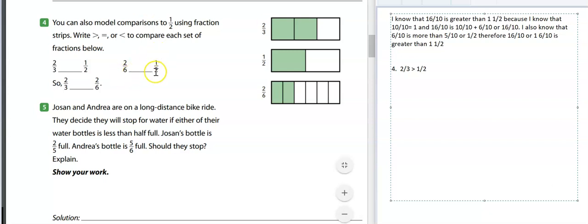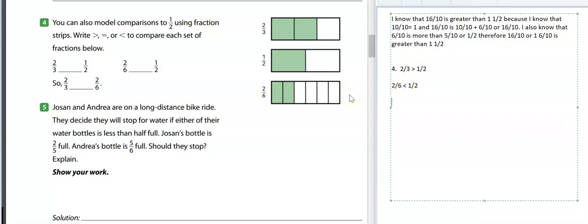2/6 and 1/2. We're going to look at our 2/6 strip bar right here, and compare it to 1/2. Our 2/6 strip lands us right here. So that means 2/6 is less than 1/2. So we're going to write 2/6, the less than symbol, and 1/2. Boys and girls, remember the less than symbol looks like an L, less than. And we're going to go to our last one.